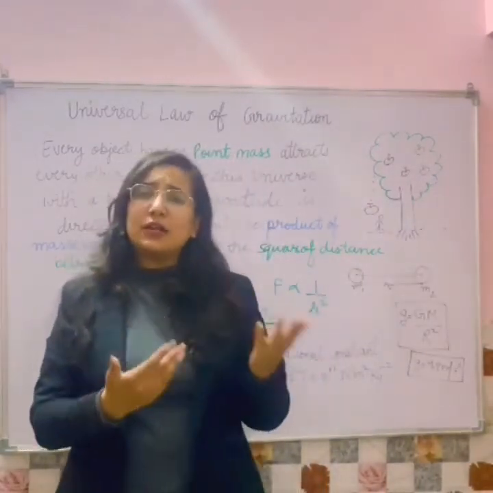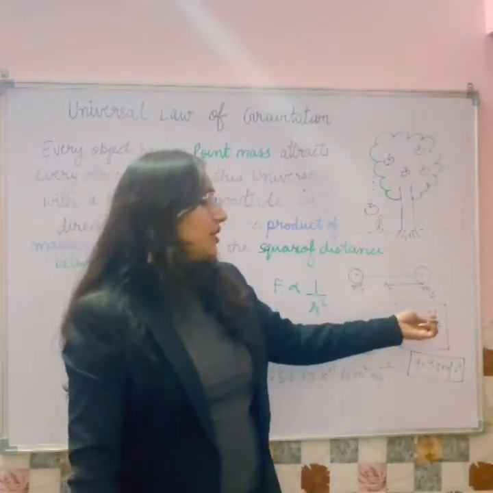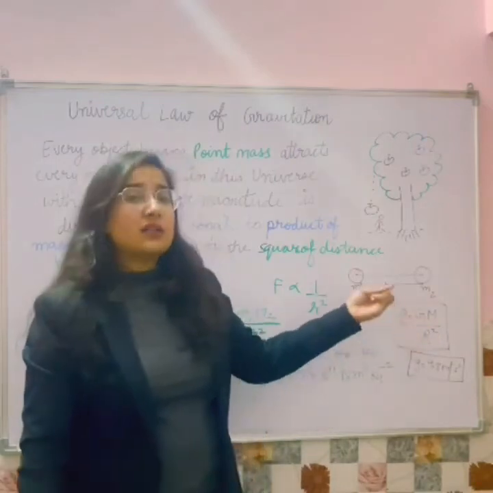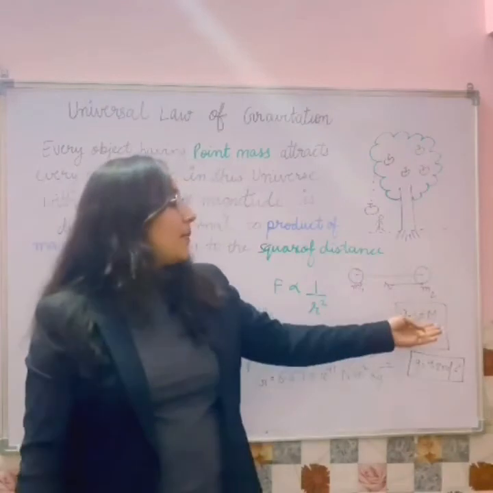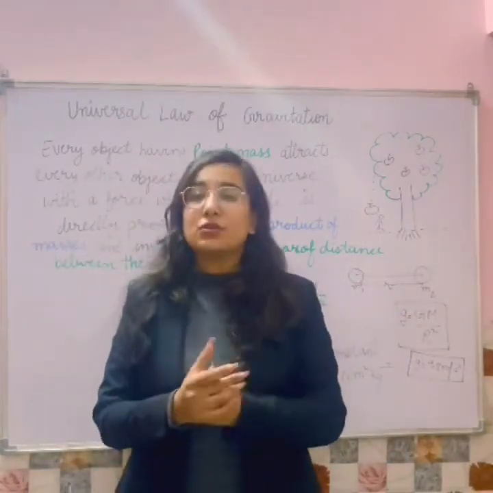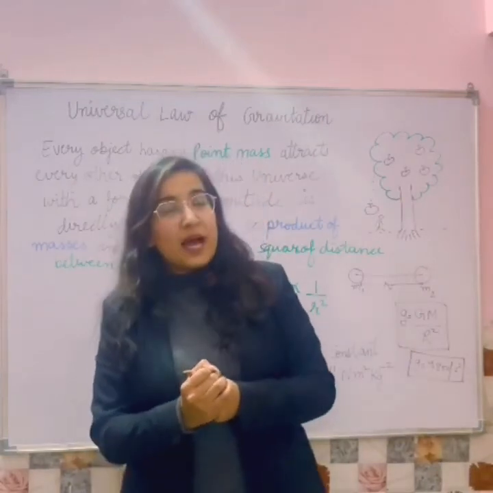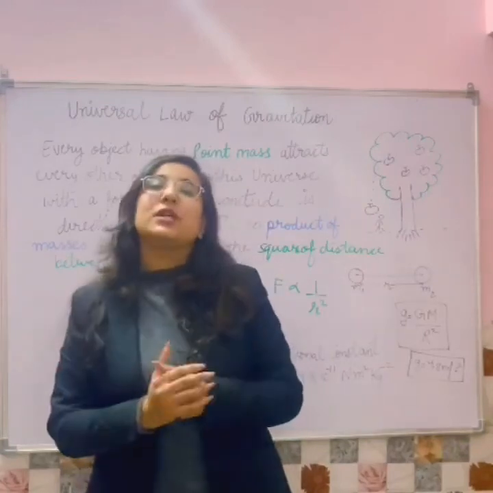That value is calculated by the formula small g = G M / R², where capital G is the gravitational constant, capital M is the mass of Earth, and capital R is the radius of Earth. I hope I am clear with the concept of gravitation and the terms associated with it.